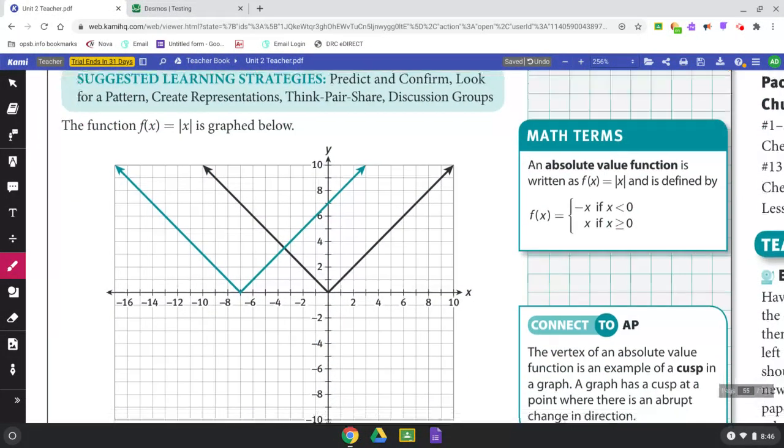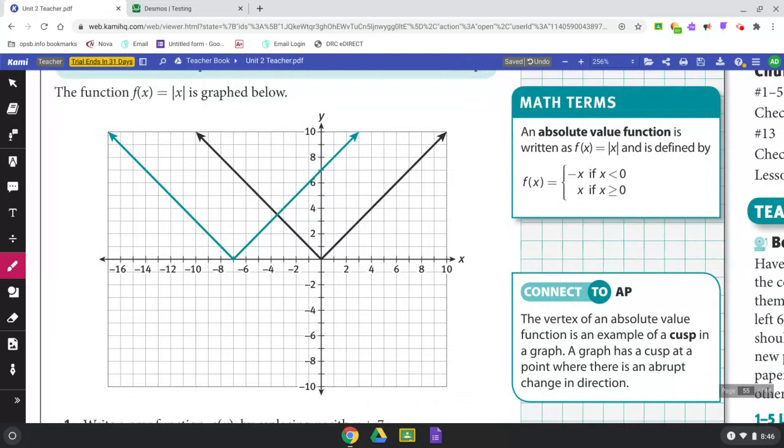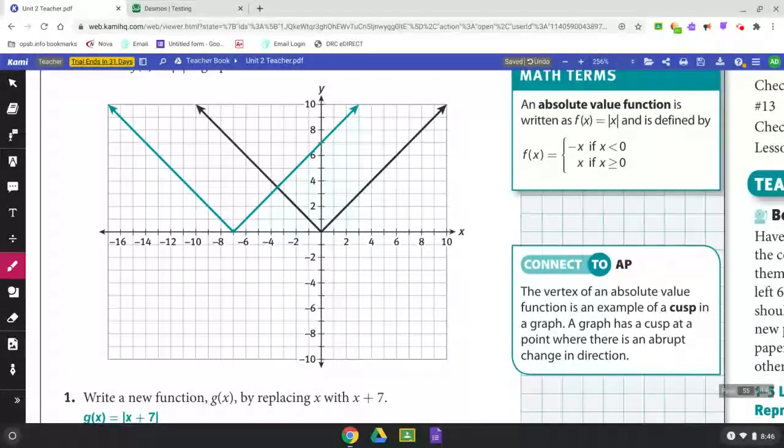Okay, so the function f of x equals the absolute value of x is graphed below. The absolute value function is written as f of x equals the absolute value of x, and as defined by f of x is the system of negative x if x is less than 0 and x if x is greater than 0. So write a new function g of x by replacing x with x plus 7.